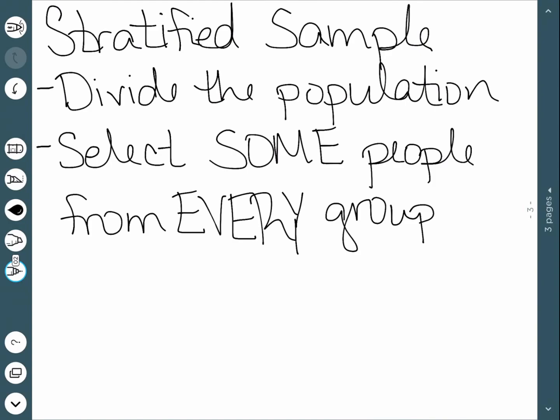And while I say people, what we really mean here is individuals. Depending on whatever we're doing our study on, we're just going to break our population and select some individuals from every group. And it's important that we only take some people, but we do select from every group. A lot of times we see this broken up by age. We want to make sure different age groups are included. Or gender, we want to make sure we have a nice representation of men and women. It could be political affiliation, religion, or all kinds of other things. But essentially, we want to make sure we have representation from every single group.